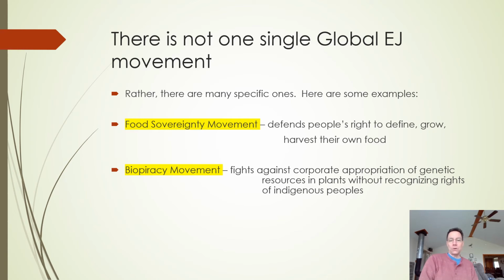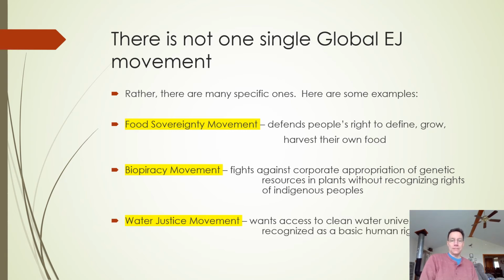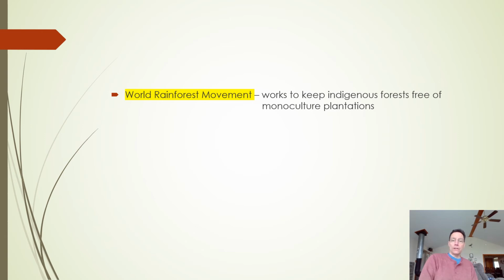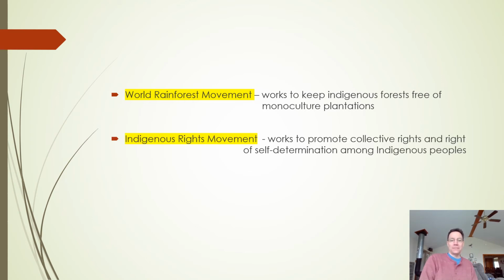This is fighting against corporate appropriation of genetic resources in plants and animals and fungi and bacteria without recognizing the rights of the indigenous peoples of where those plants occur. So that's an interesting aspect of environmental justice. There's a water justice movement trying to guarantee clean water access as a basic human right. A few others. There's a world rainforest movement that is working to keep indigenous forests free of monoculture plantations like the palm oil dilemma that we talked about a few months ago.